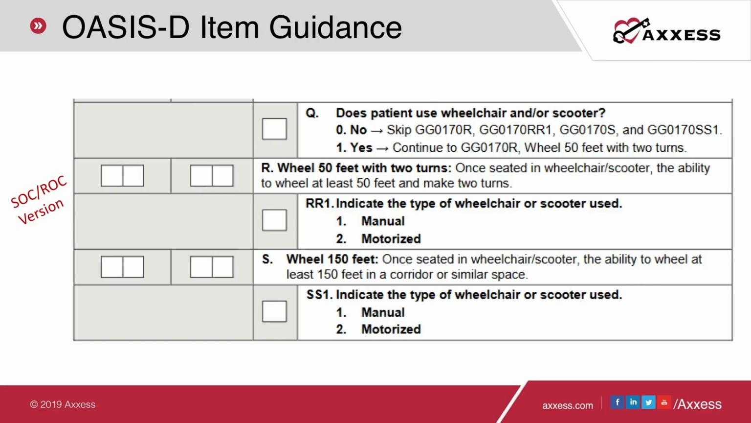We're answering in the left side what they're actually able to do at start of care or resumption of care. In the right column, we're answering the discharge goal. And if they actually have a wheelchair or scooter at RR1, we are to indicate if this is a manual wheelchair or a motorized wheelchair or scooter. And finally, in row S, we are looking at the patient's ability to wheel 150 feet. Once seated in a wheelchair or scooter, the patient's ability to wheel at least 150 feet in a corridor or similar space. And if they are doing that, we're looking to see whether or not they're using a manual or motorized wheelchair. Now, that's the start of care, resumption of care version.